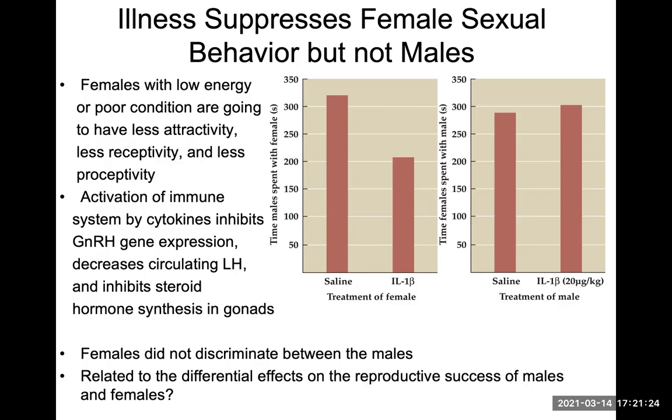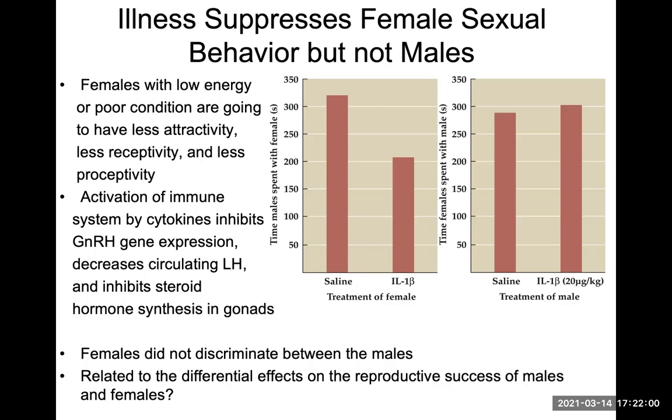So here's a study. What we're looking at on the right here is the time males spent with females, by treatment of female. We could induce the illness by injecting cytokines that are normally activated when they're sick. With just the injection of those cytokines, you can see the males spent less time with those females than with female control subjects. However, with males, this is time females spent with males, and there's no difference between the groups. Females don't discriminate between males who are sick or not.